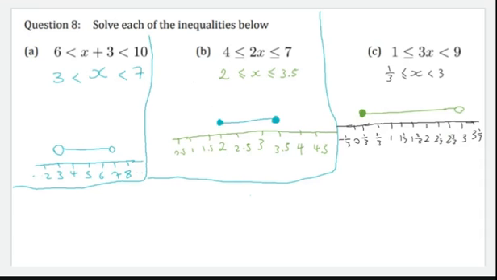Yeah. You're good with that? How do you feel about the inequalities now? Yeah, it's good. I understand it. That's good. That's what we want. Yeah, I'm glad to hear it.